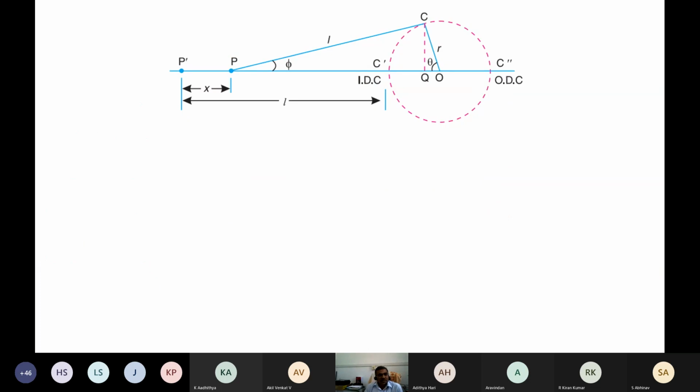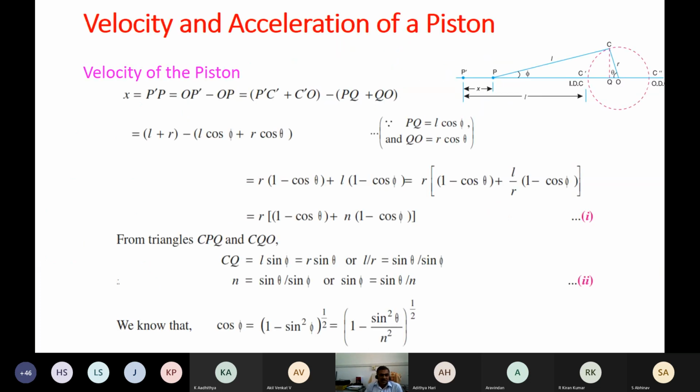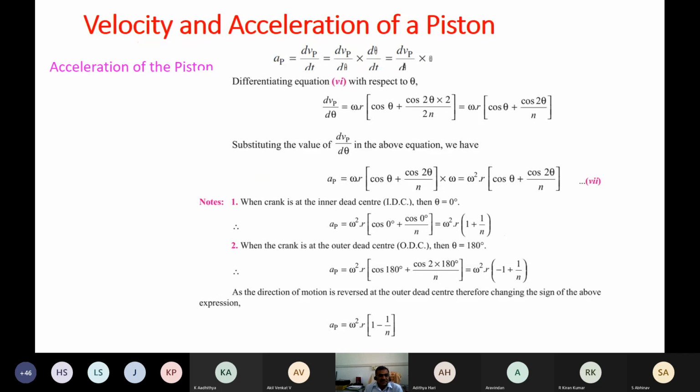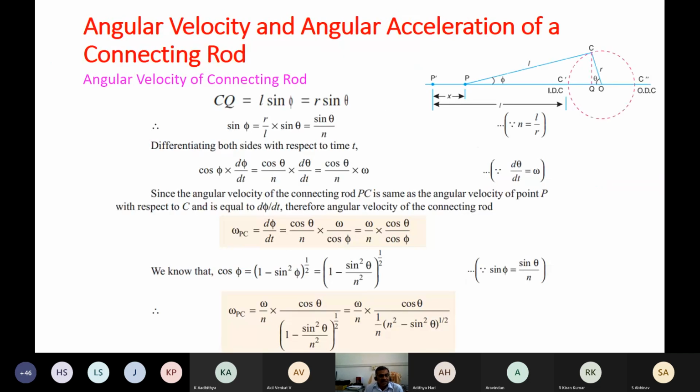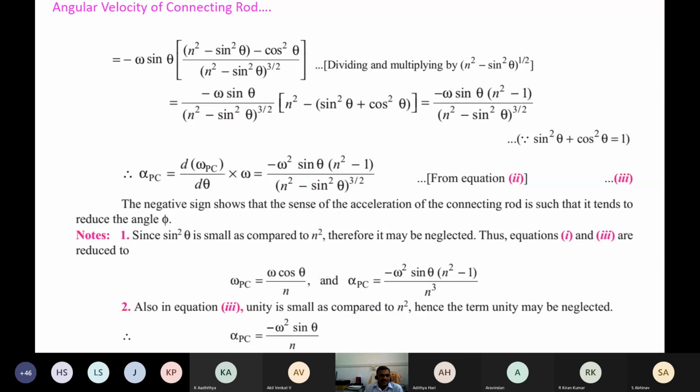So for this mechanism, we have discussed the different equations for velocity and acceleration. These are all the derivations for displacement, velocity, acceleration, angular velocity and angular acceleration, right?